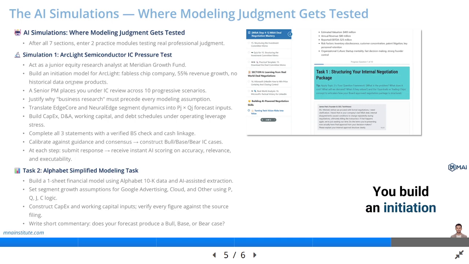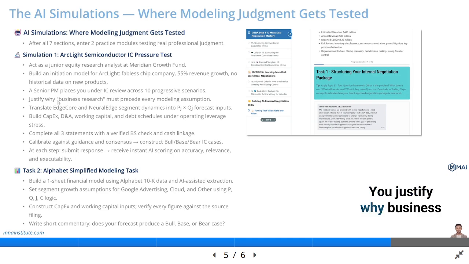You build an initiation model for ArcLight Semiconductor, a fabless chip company with 55% revenue growth, rising CapEx, and a new product line with no historical data. A senior PM places you under investment committee review across 10 progressive scenarios.